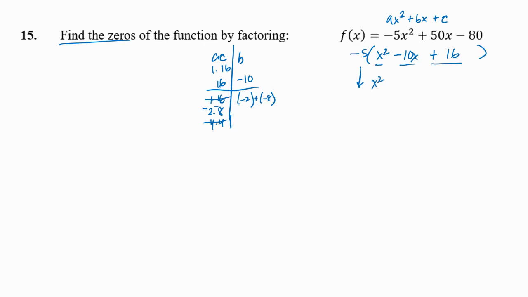So bring down ax squared. Bring down c. And we're going to rewrite negative 10x as minus 2x minus 8x. Those two first terms have an x in common. We factor that out. We're left with x minus 2. Negative 8x plus 16 both have an 8 in common, and we're going to factor out a negative so that the signs change like we want inside. We'd be left with x minus 2.